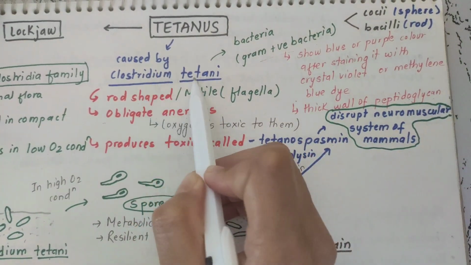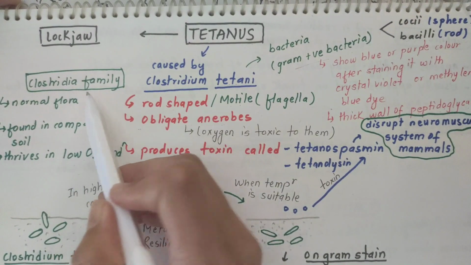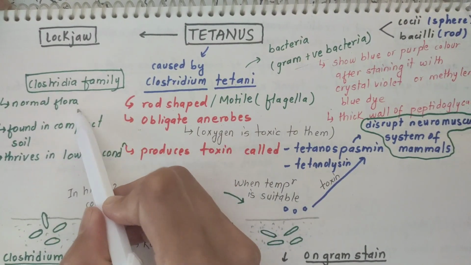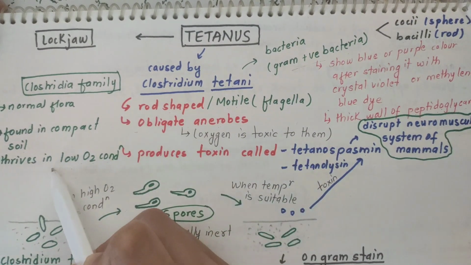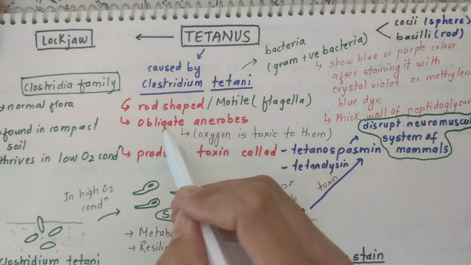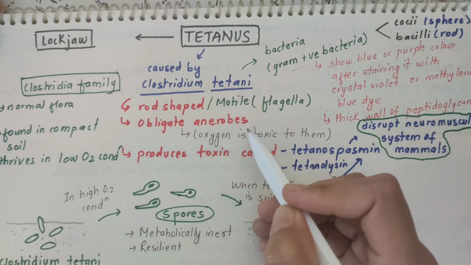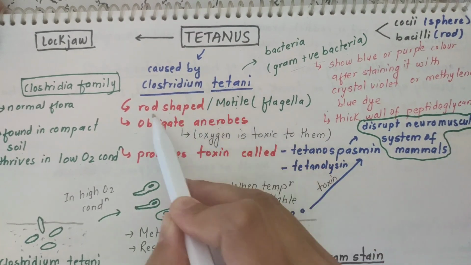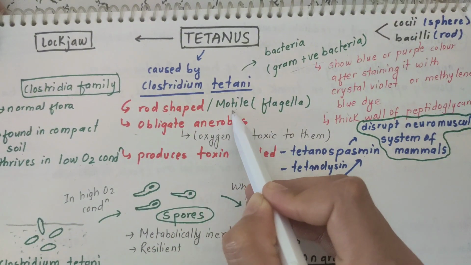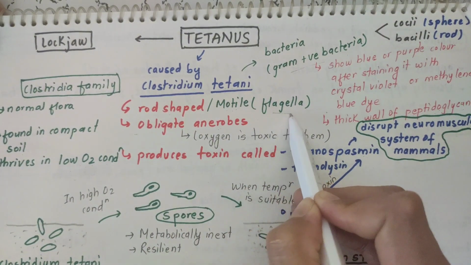The Clostridium tetani belongs to a Clostridia family. Clostridia family are a normal flora that are found in compact soil, and it thrives in low oxygen condition. That is, they are obligate anaerobes. That is, oxygen is really toxic to them. Clostridium tetani is a rod-shaped motile bacteria. For locomotion, they have flagella.